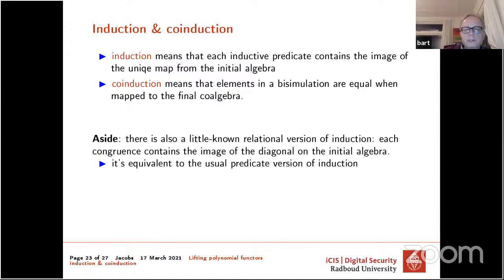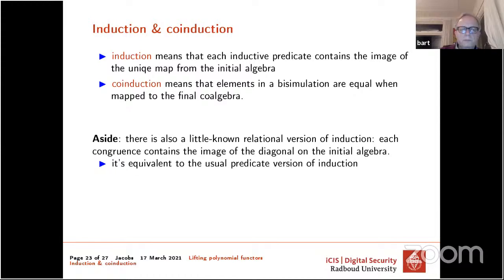And as an aside, there's also a relational version that emerges in this situation, a relational version of induction, which says that each congruence contains the image of the diagonal on the initial algebra. And actually, I was not aware of this binary version of the induction principle. And only by doing this work, it came up as a theoretical possibility. And I thought, oh, that's nice, and it works. It's equivalent to the unary version under some very mild conditions. And so I looked around, and it does exist in the literature, but I found it only in one or two places. So it's cute that this comes out from the general approach.